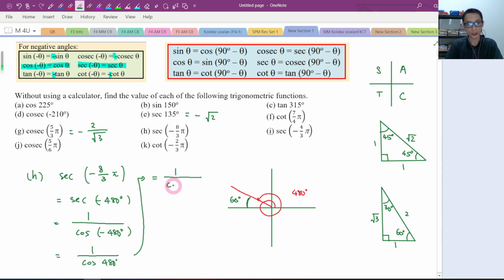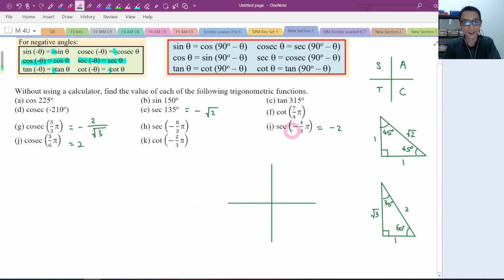1 over cosine 60 degree. And then we need to think, should we add a negative sign? According to the ASTC, this is sine, right? Now we are talking about cos, so we need to add a negative sign. Negative right in the middle of the fraction. Cosine 60, use this triangle to help us get the answer. CAH, adjacent divided by hypotenuse. So eventually we will get -2. Okay, so this is the answer for H.